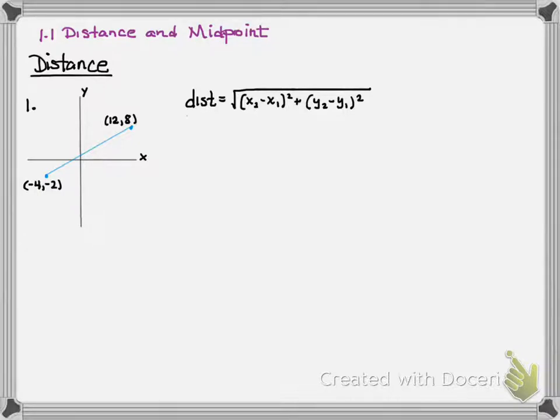Choose one of your points to be your first point and the other point to be your second point. Let's just take this -4, -2 to be our first point. Now remember, these are written in xy form, and since we want this to be our first point, we could label this with an x sub 1 and a y sub 1. And then our other point, the 12,8, that would be our x sub 2, y sub 2 for our second point. And then it's just a matter of plugging these values into this formula.